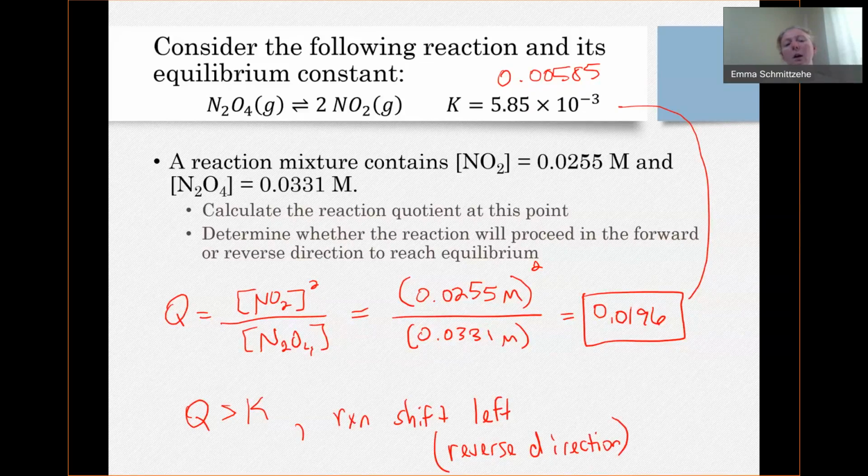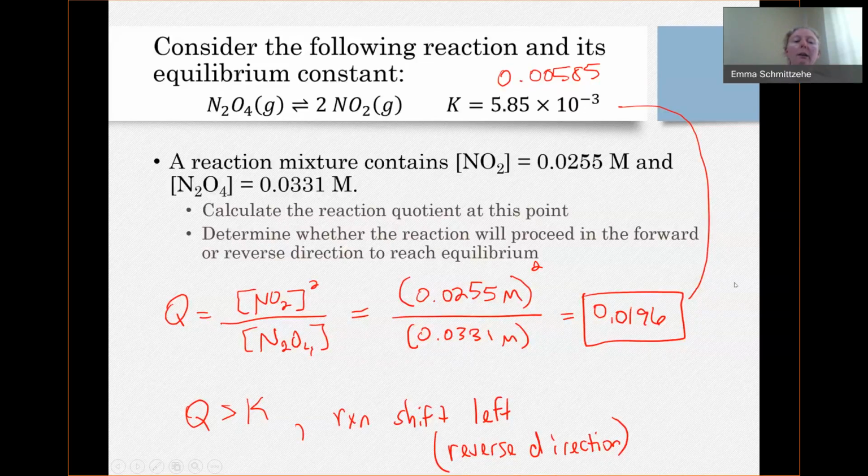So that's just comparing those numeric values. You're not going to do anything else with that number of Q. The Q is simply to compare, is it higher or lower or equal than K? If it were equal, we were at equilibrium. If it had been less than K, then we'd shift towards products instead. But in this case, we're shifting towards the reactants to get to equilibrium.